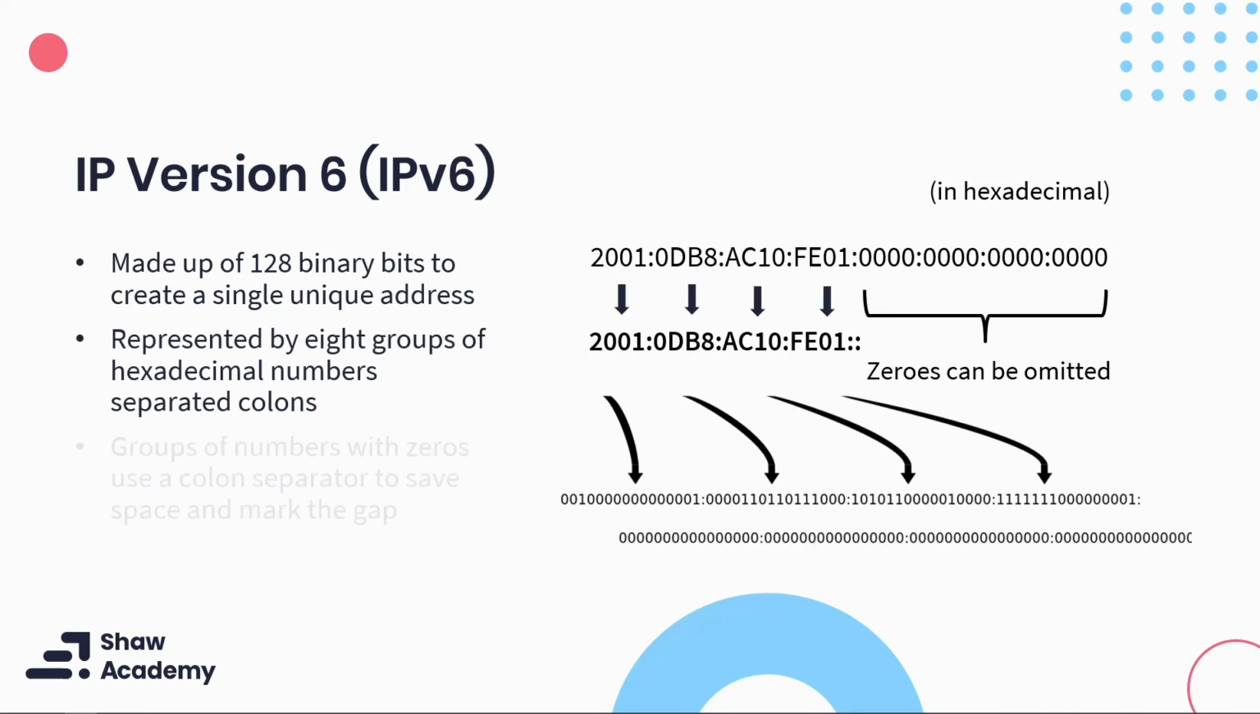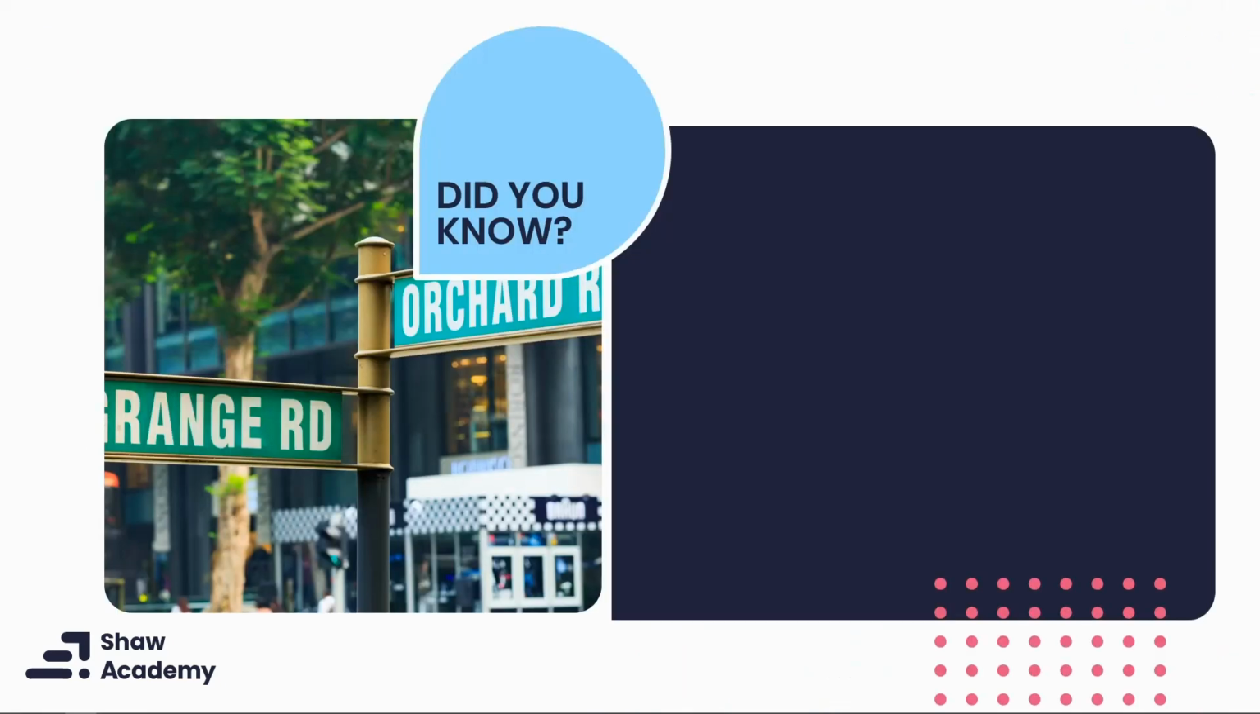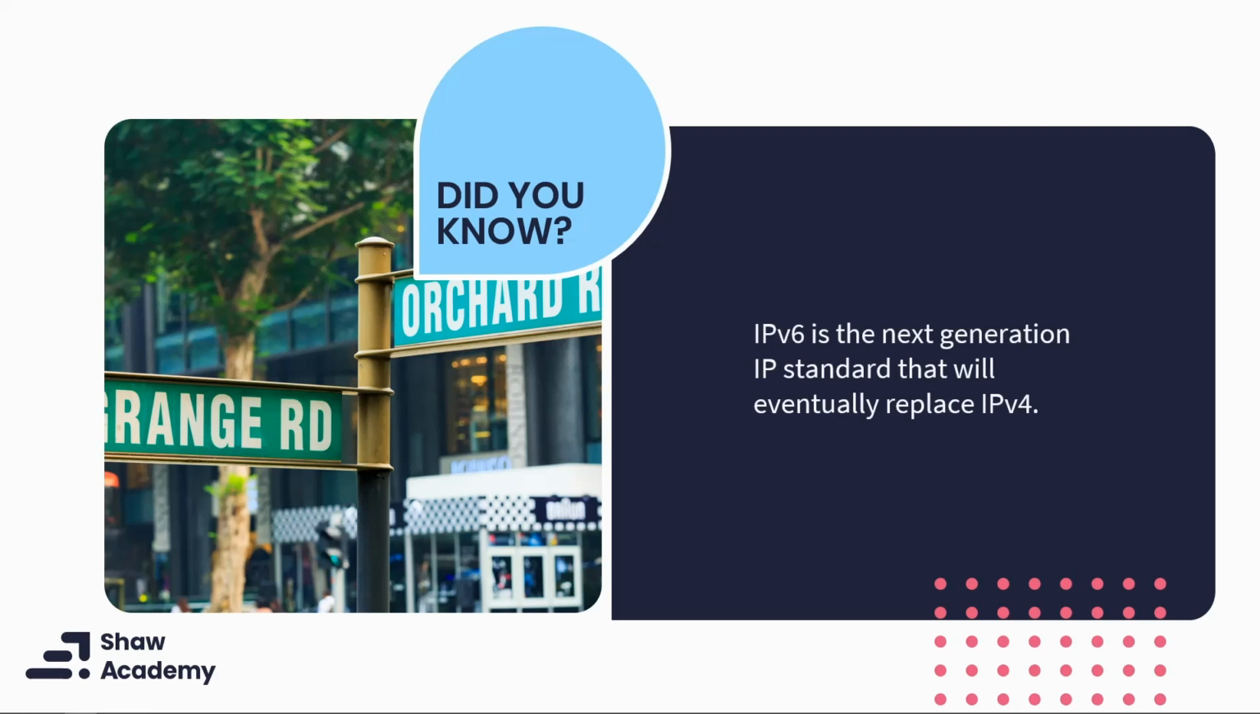Note that the groups of numbers with zeros use a colon separator to save space and mark the gap. A quick did you know stop to explain Internet Protocol version 6 as the replacement for IPv4. Basically, IPv4, which is the original address scheme, is running out of addresses. So, due to the exhaustion of IPv4, as well as our ever-expansion of the Internet of Things, IP version 6 will allow many more devices to seamlessly connect to the Internet.